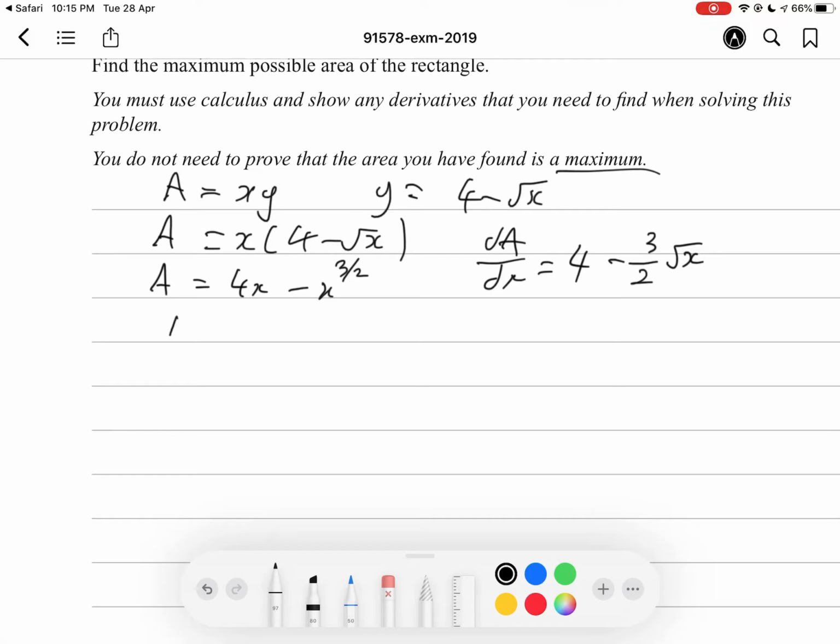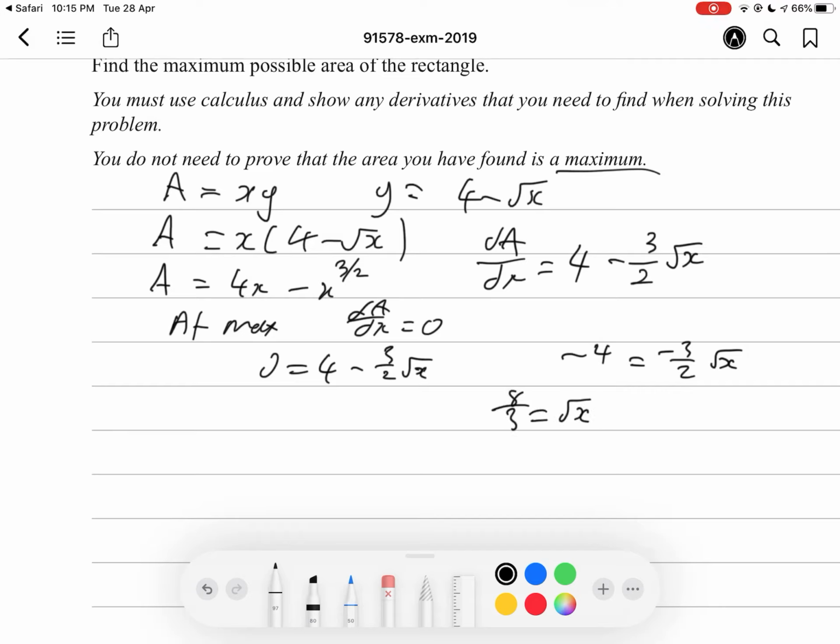At a maximum turning point, dA over dx equals 0. So at max, dA over dx equals 0, so 0 equals 4 minus 3 over 2 root x. Therefore, -4 equals -3 over 2 root x. If you divide both sides by -3 over 2, we should get that 8 over 3 equals root x. Squaring this, we should get the value for x.